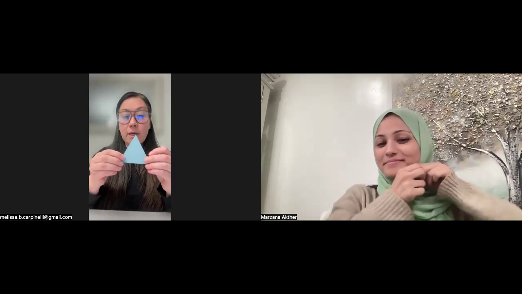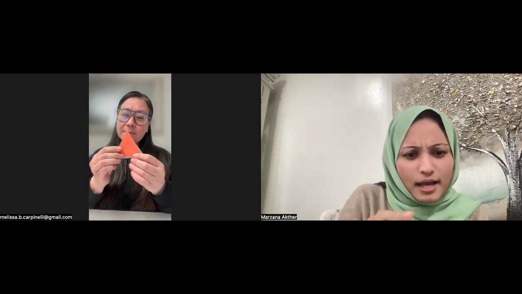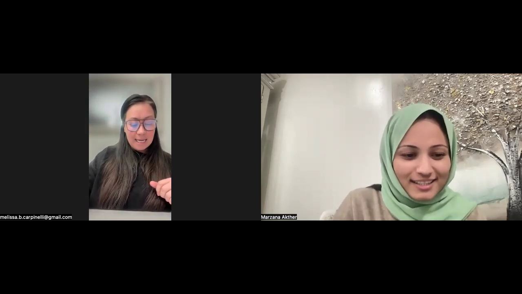Now let's take a look at triangles, okay? This time we're going to sort by the shape of it. So in this pile, does this look like a triangle? No, we wouldn't put that together, right? What about this? Yes. Why would we put them together? Because they all have three corners. Yes, exactly. That was great. I'm so proud of you.